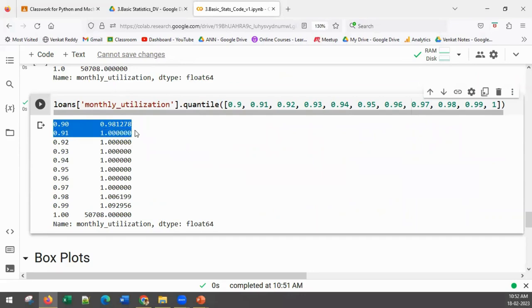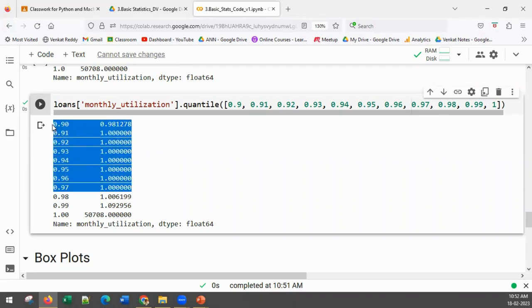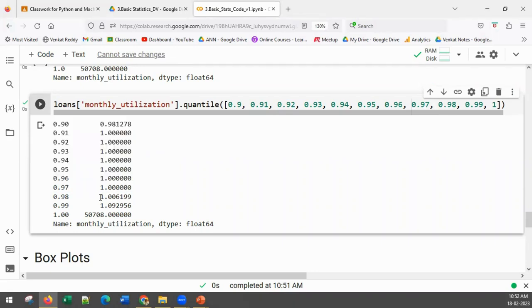90% clean, 91 fine, 92 fine. Can the credit monthly utilization percentage be 100%? Is it possible? Yes, sir. You have 1 lakh credit limit, you swipe for full 1 lakh. Possibility is there. So until 97, it is fine. 98% is 1.006, which means 1 lakh is the credit limit. You have swiped for 1 lakh 6,000. Is that possible? No, sir.